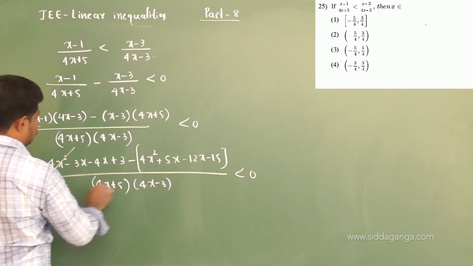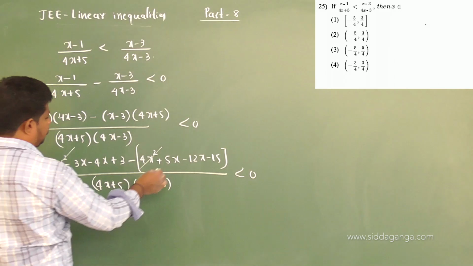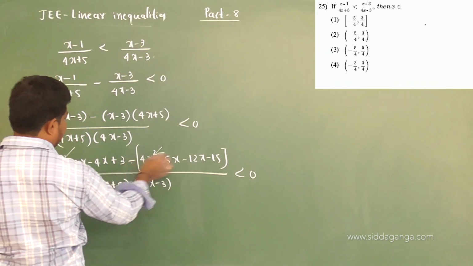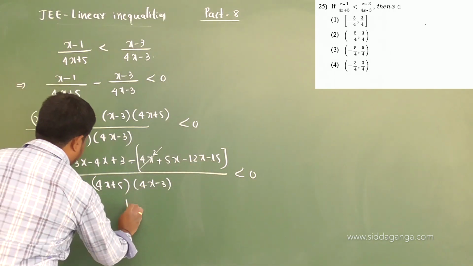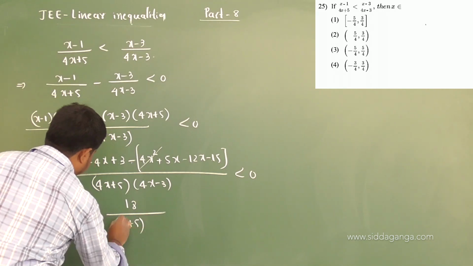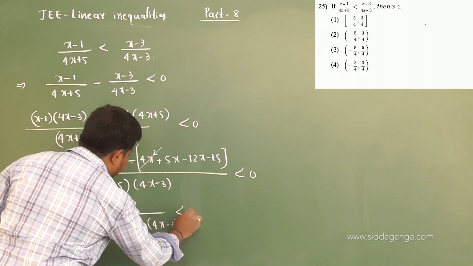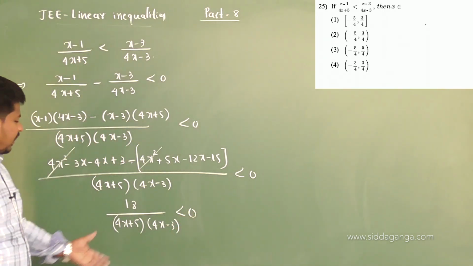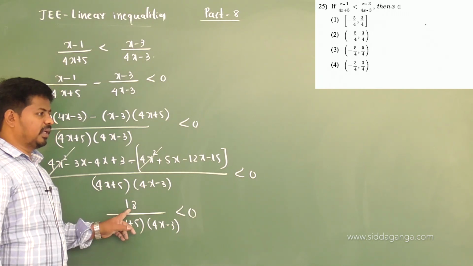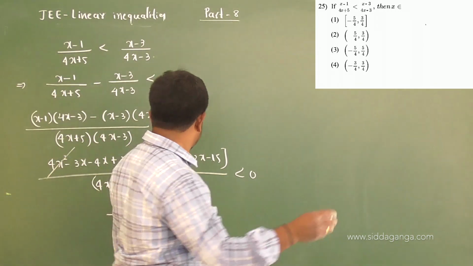So 4x square and minus 4x square get cancelled, minus 7x and plus 7x get cancelled. The remaining thing is 3 plus 15, so 18 divided by (4x plus 5)(4x minus 3) less than 0. Now this is negative only when the denominator is negative, because the numerator 18 is positive, so the denominator must be negative.